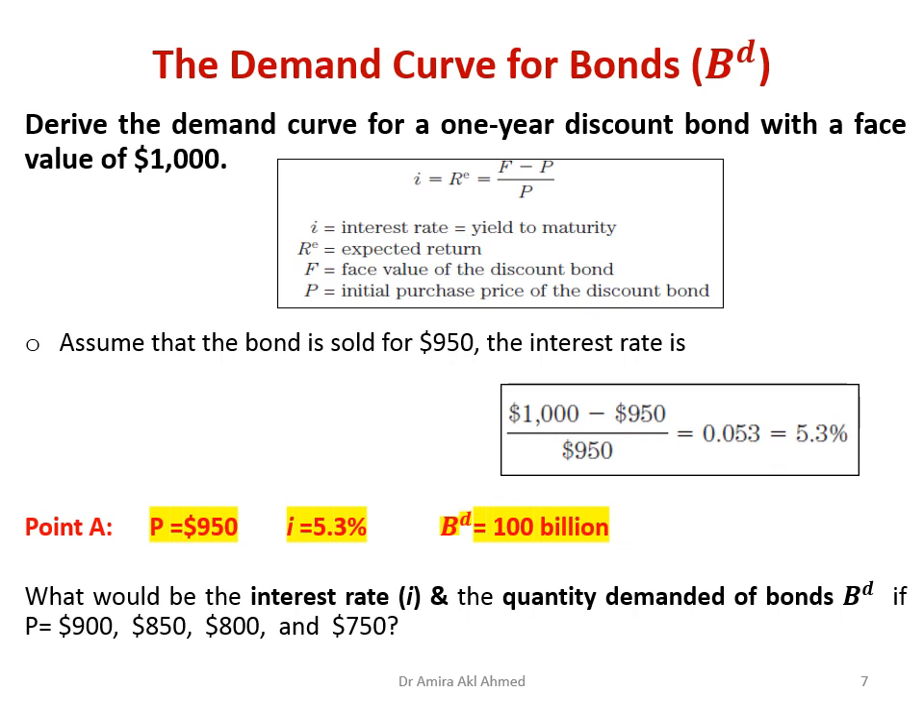Now, what would be the interest rate and the quantity demanded of bonds if the selling price of this discount bond is $900, $850, $800, and finally $750? Actually, the answer to this question is quite simple. We are going to use the above formula to compute these interest rates.